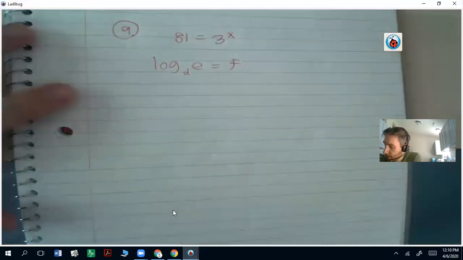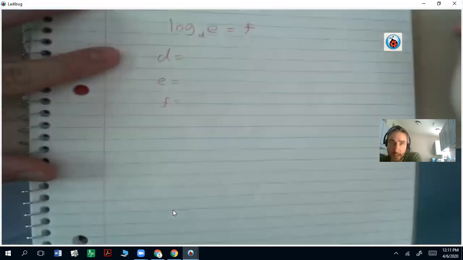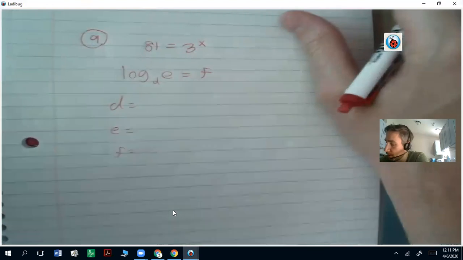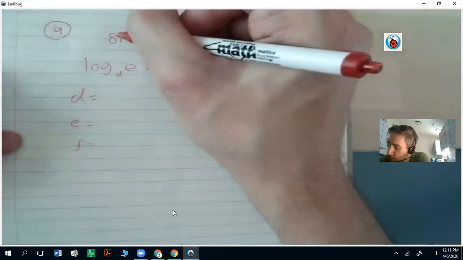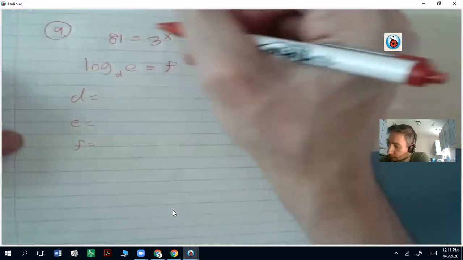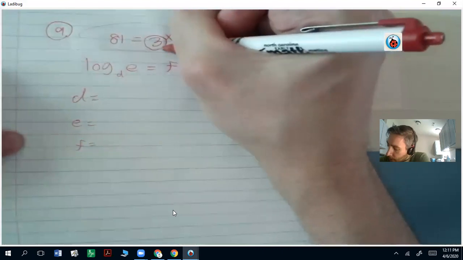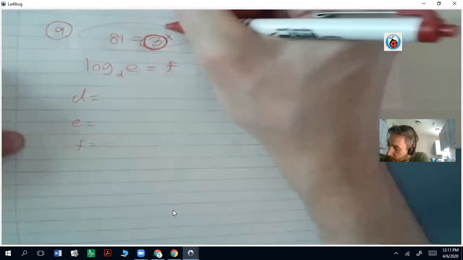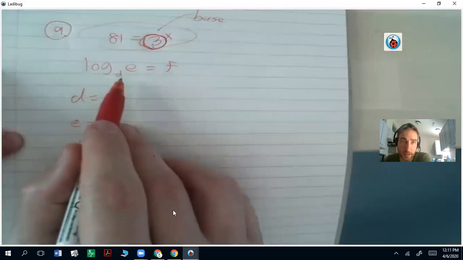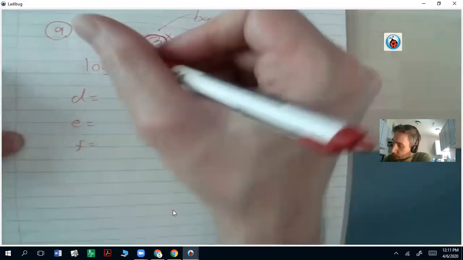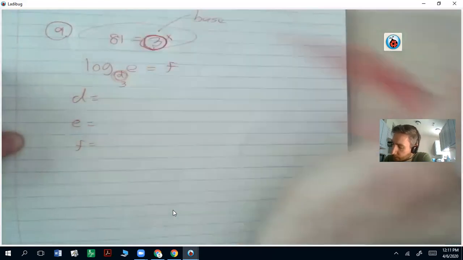So let's look at how we do that. Well, again, it's very similar to the last problem. We want to basically rewrite this in log form, but when I'm writing that in log form, you've got to identify your base, right? So is 81, 3, or x the base of this problem? The base is going to be whatever is being raised. So the base in this case is 3. Let's look at the log form. Which is the base, D, E, or F? You're right if you say D, so that's going to be 3.